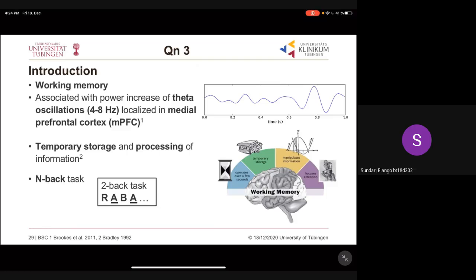We already know that the prefrontal cortex is involved in performing a working memory task, and the oscillations are mainly in the range of 4 to 8 hertz. Working memory essentially reflects temporary storage and processing of information. To test this, we used an n-back task. We presented participants a series of letters every 2 seconds, and when they saw that the letter from two previous matched the currently displayed letter, they had to respond that this was a match trial. We measured response accuracy to assess their performance. This is an example of a two-back task.